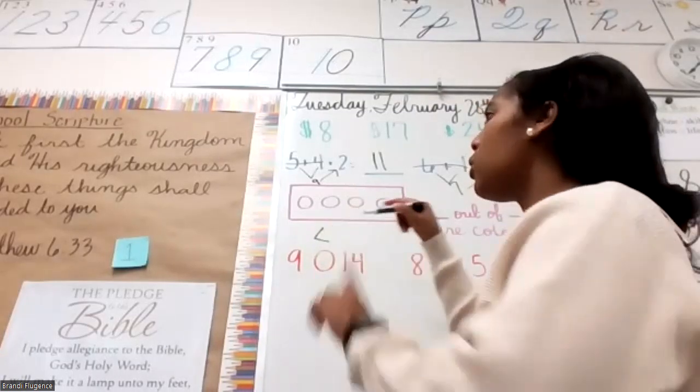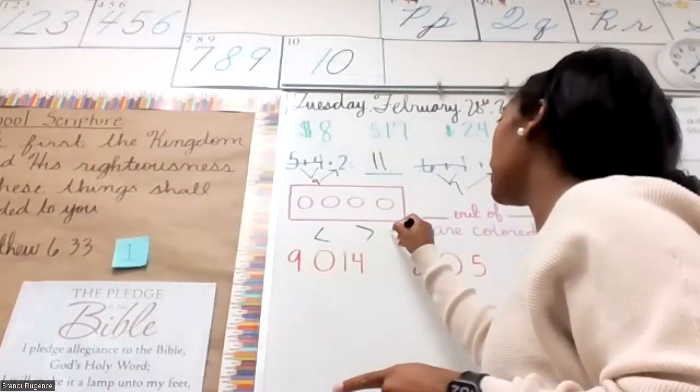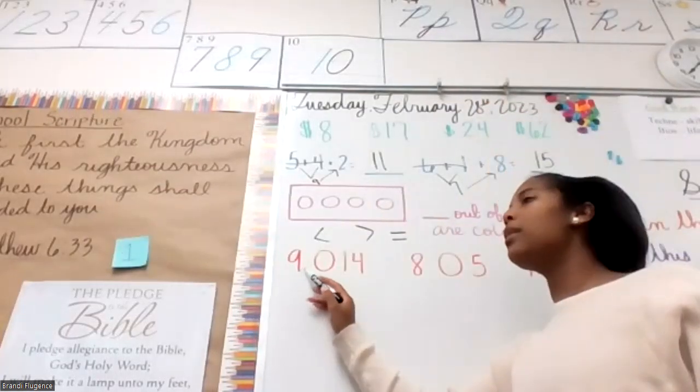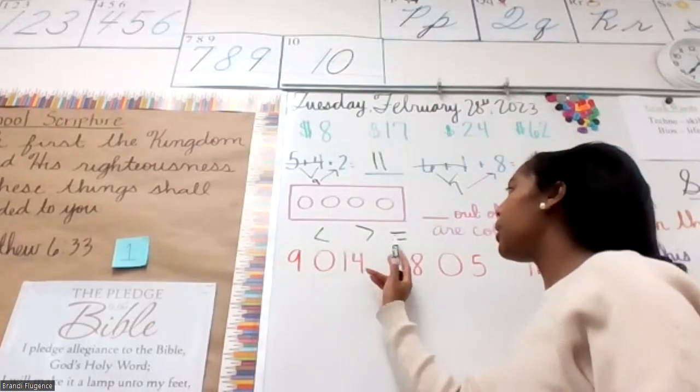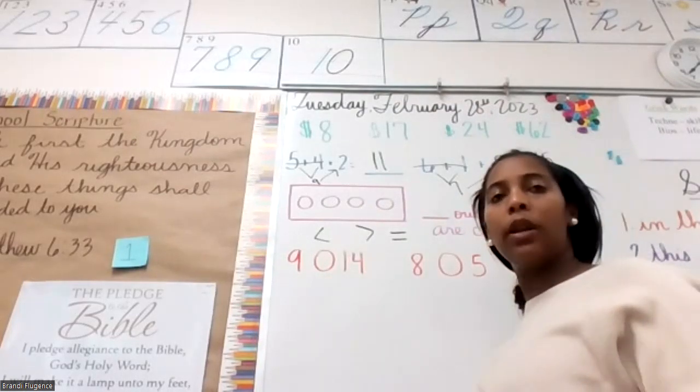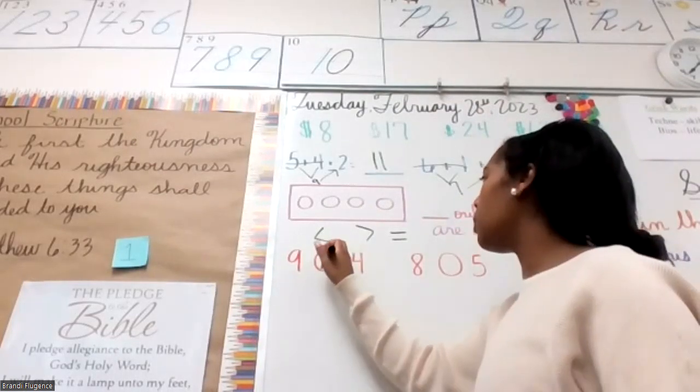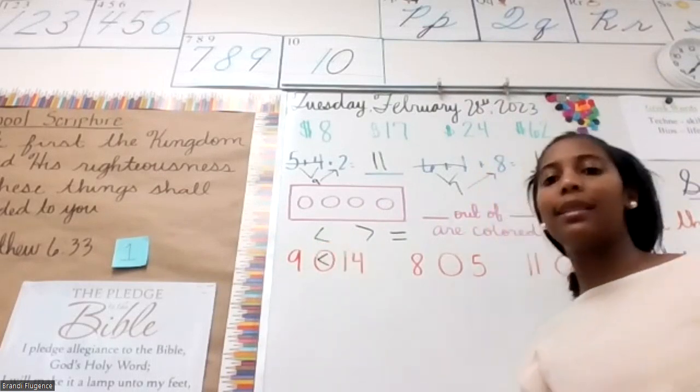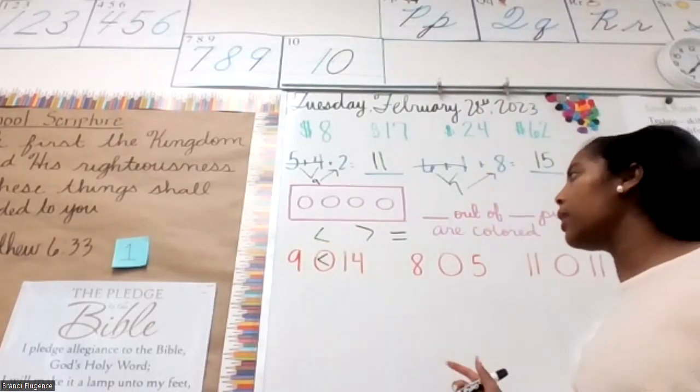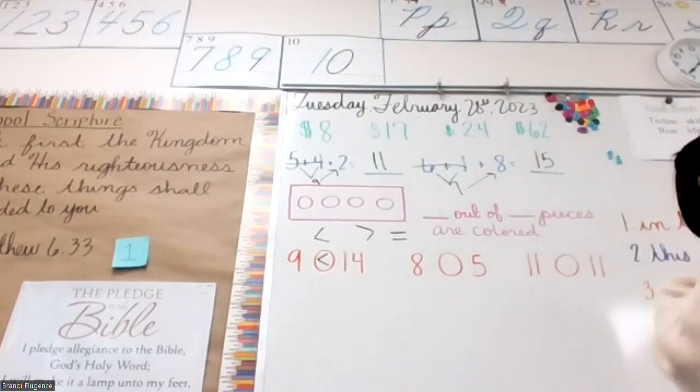Remember, we have less than, which points to the left, greater than to the right, and then our equal. So when it comes to 9, is 9 less than, greater than, or equal to 14? Which one would it be? Less than. So we will put the less than symbol here to show that 9 is less than 14. 8, is it less than, greater than, or equal to 5?